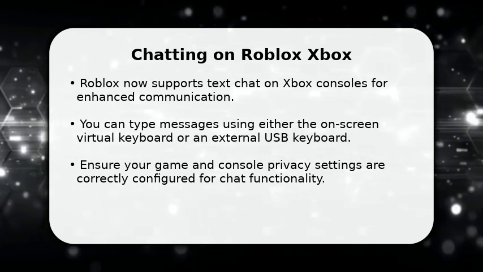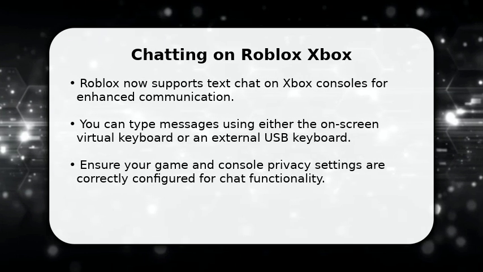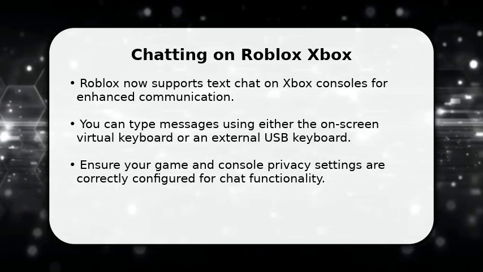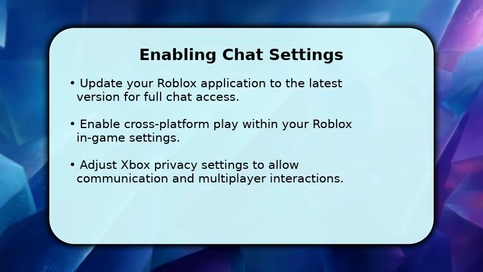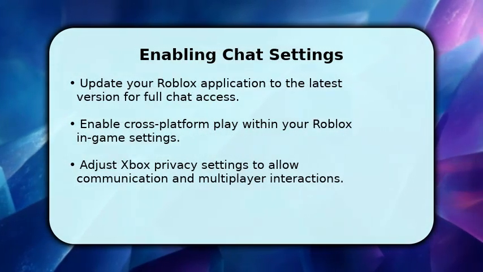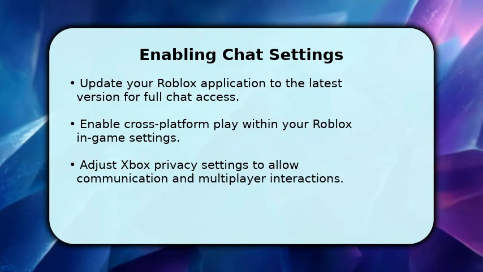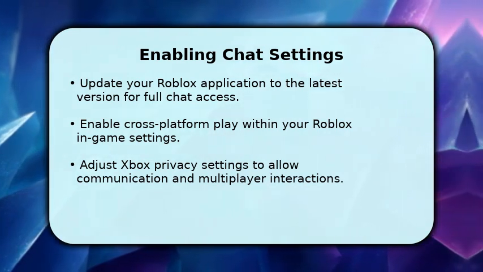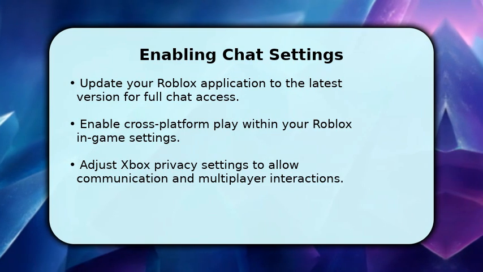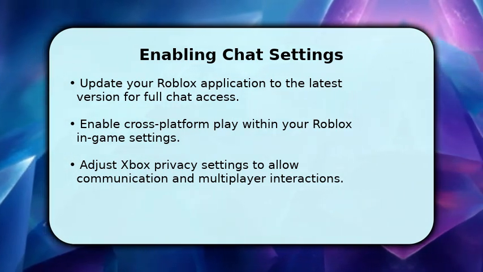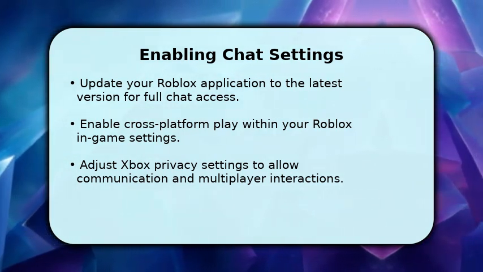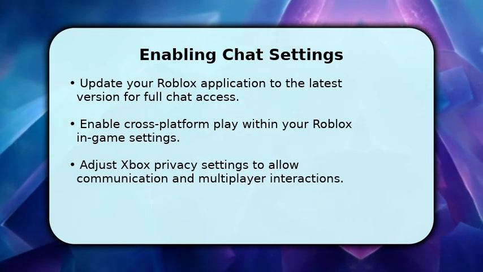Before you start, it's important to check a few settings to ensure everything works smoothly. Let's dive into how to get your chat up and running. To ensure your text chat works, first make sure your Roblox application is fully updated. Next, within Roblox settings, enable cross-platform play to communicate with everyone. Crucially, check your Xbox console's privacy settings under Communication and Multiplayer to allow interactions.